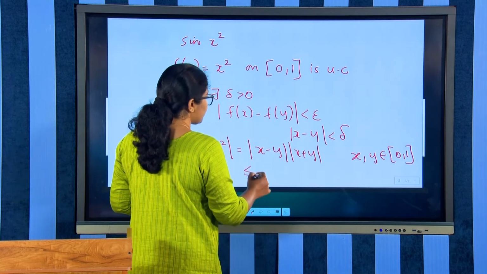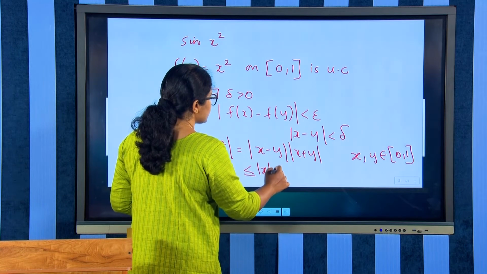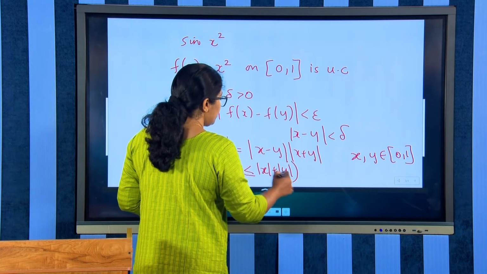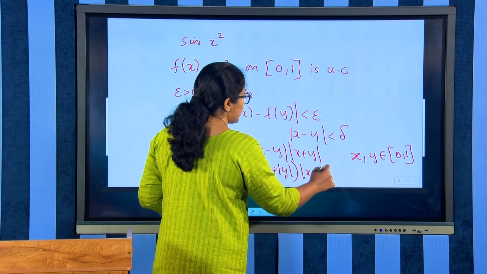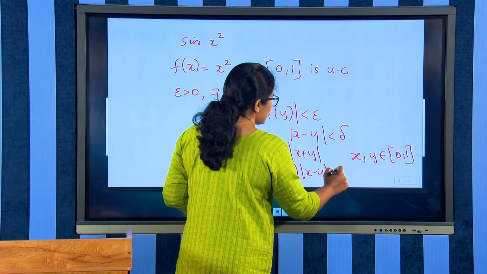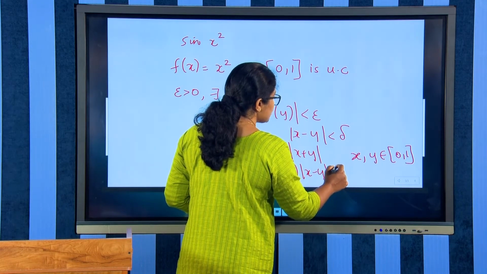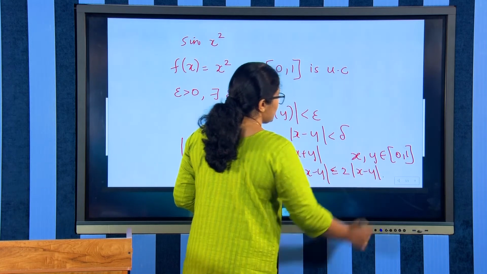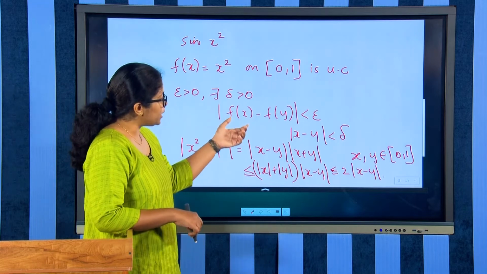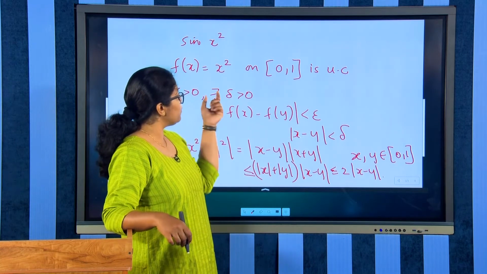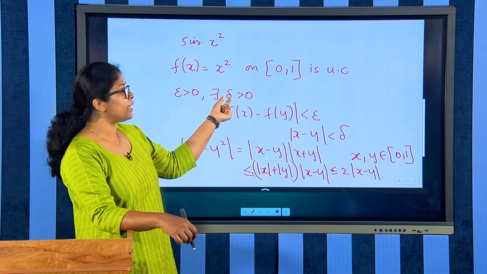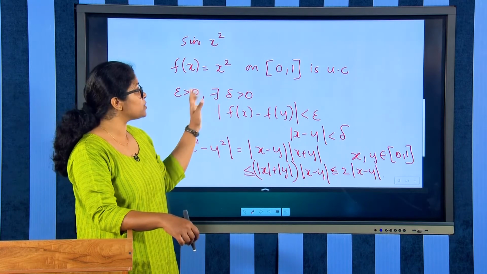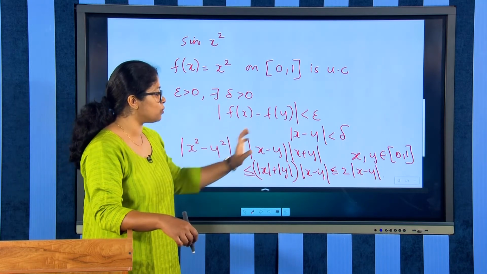So applying the triangle inequality, we get mod x plus mod y into modulus of x minus y, and that is less than or equal to twice modulus of x minus y. So we have to satisfy the condition that given epsilon greater than 0, definitely there exists a delta which depends only on epsilon, for which this condition holds.